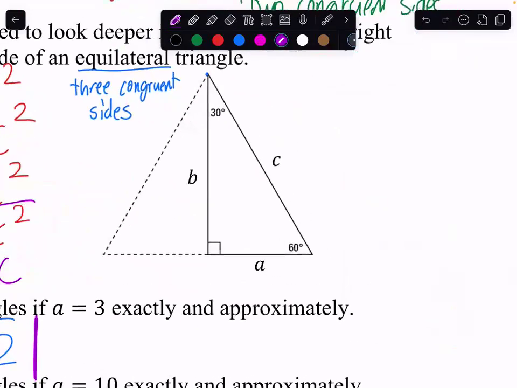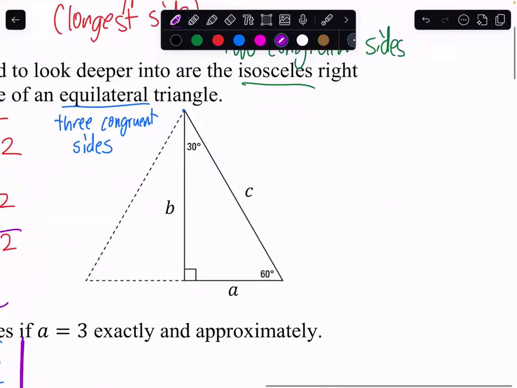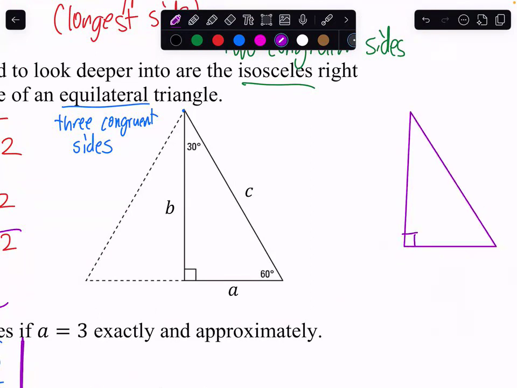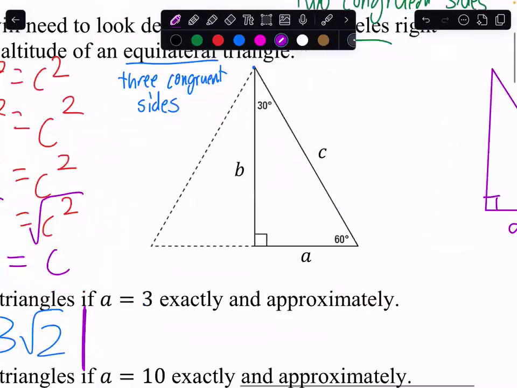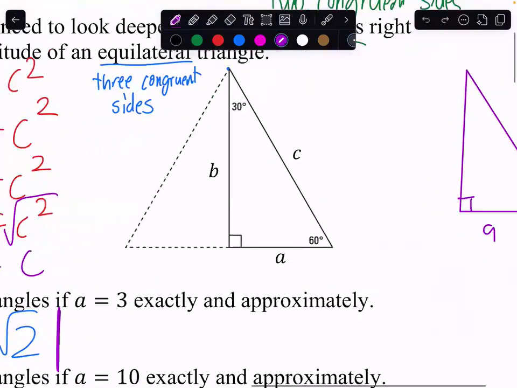Let's see if we can find the side lengths of this one also. Again, I'm going to redraw this off to the side. We're told to use a is 3.